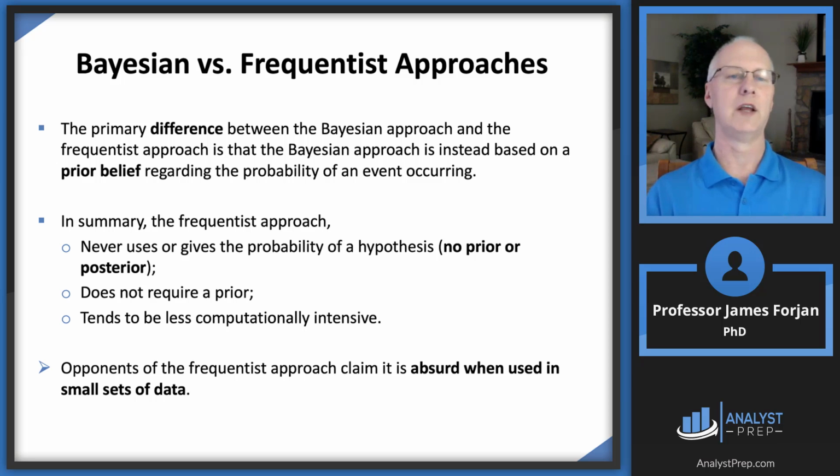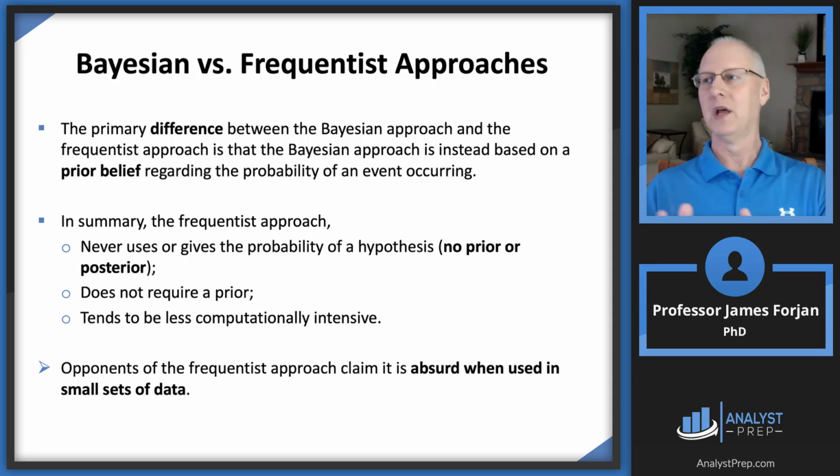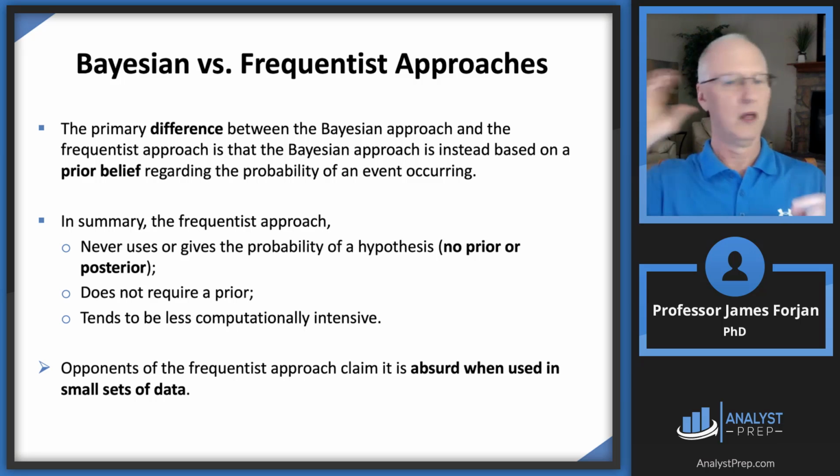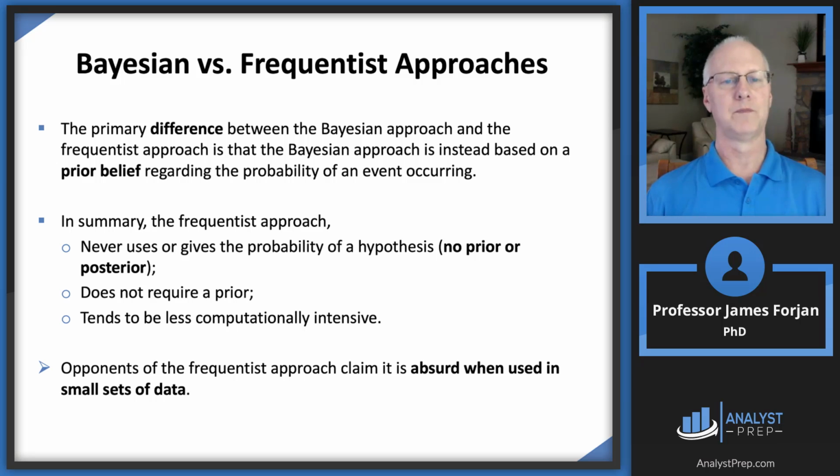So here's a good slide here. The primary difference between the Bayesian approach and the Frequentist is that the Bayesian approach is based on a prior belief regarding the probability of an event occurring. Now remember, what the frequentists will do when they hear my son's phone buzzing is they don't care if my son ever lost his phone ever before. And they don't care where he lost his phone before. So they could be looking over there and over there and over there. They're just going by the sound of the buzzing.